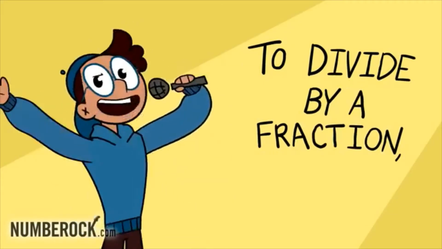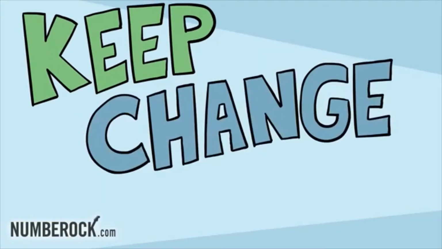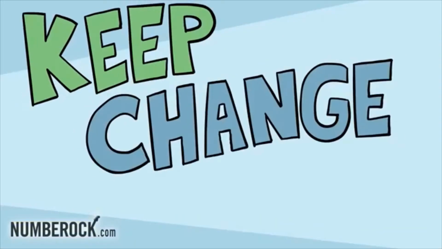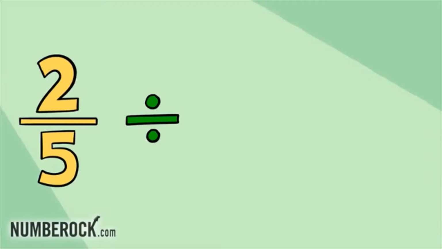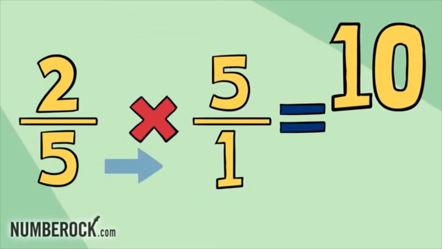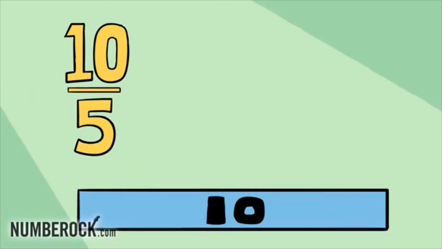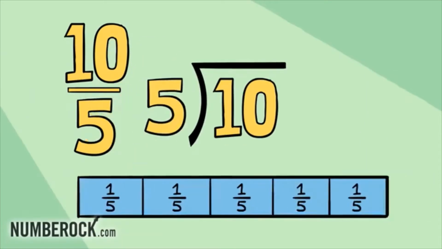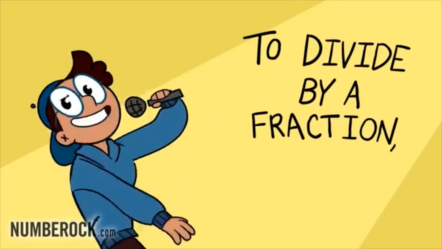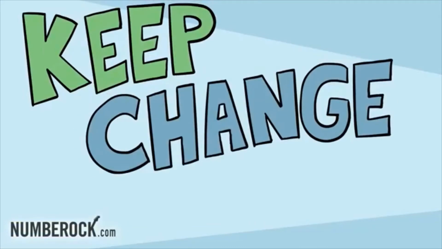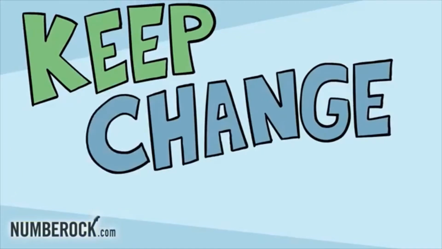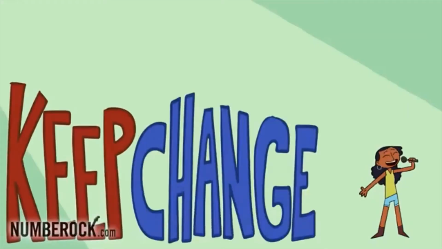To divide by a fraction, here's a tip. Keep, change, flip. To divide by a fraction, here's a tip. Keep, change, flip. To divide 2/5 by 1/5. Keep, change, flip. 2 times 5 is 10 and 5 times 1 is 5. It's an improper fraction, so you need to divide. 10 divided by 5 equals 2. When we divide by fractions, this is what we do. To divide by a fraction, here's a tip. Keep, change, flip. To divide by a fraction, here's a tip. Keep, change, flip. Keep, change, flip.